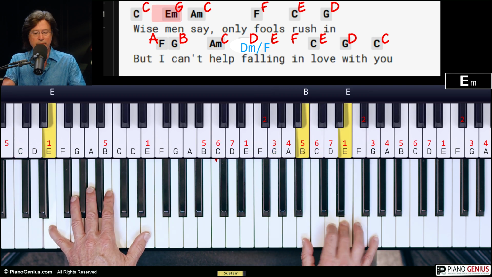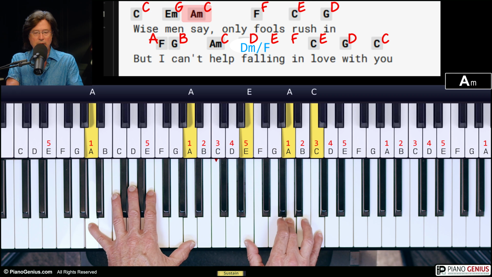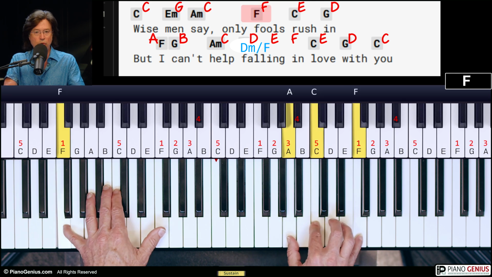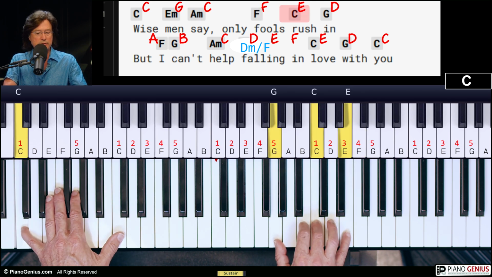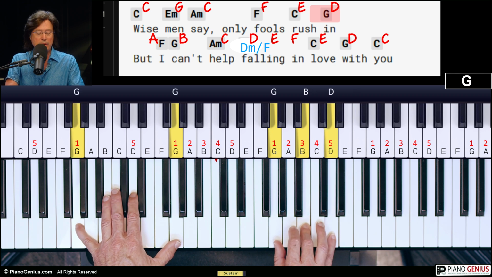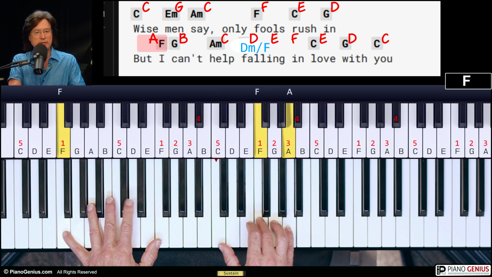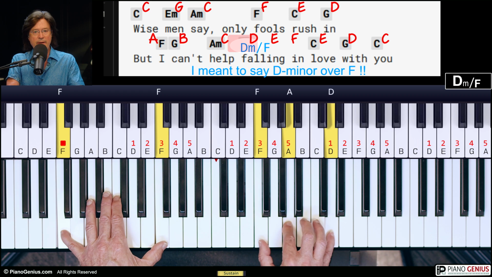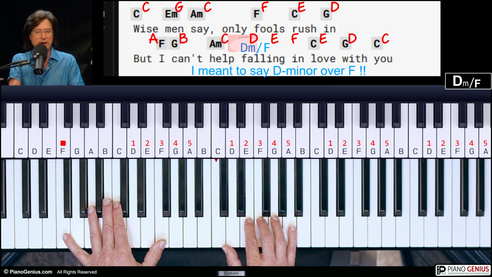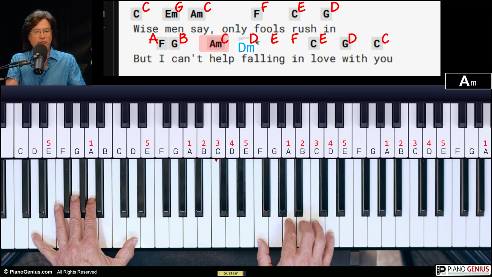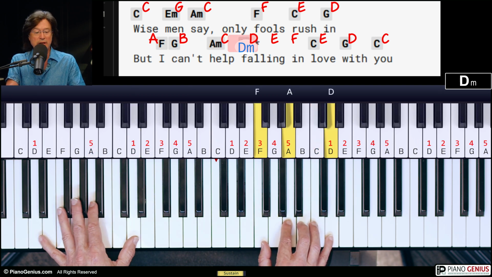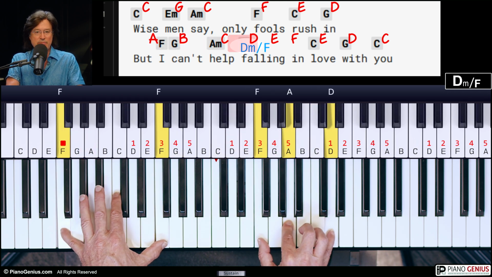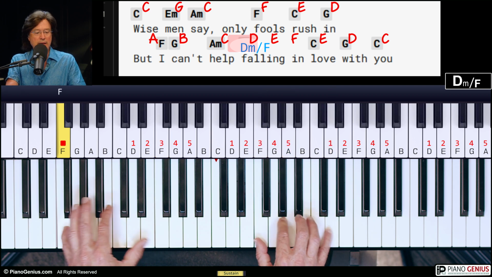"Wise men say, only fools rush in, but I can't help," and then F over D, falling in. Let's see what D minor sounds like. "I can't help falling in." Now, it's up to you. What do you like better? Neither of them is wrong. "I can't help," D minor over falling in love.